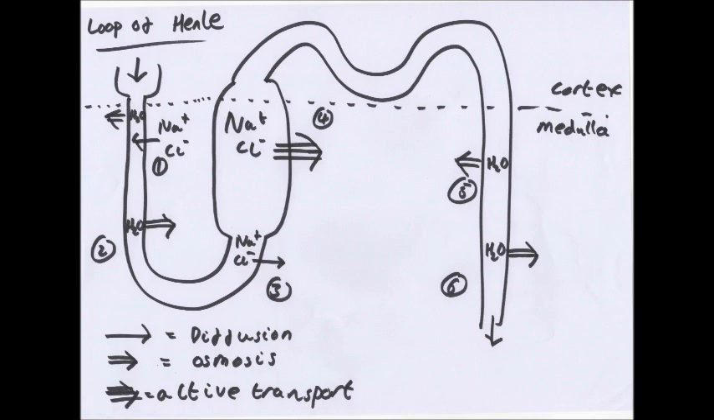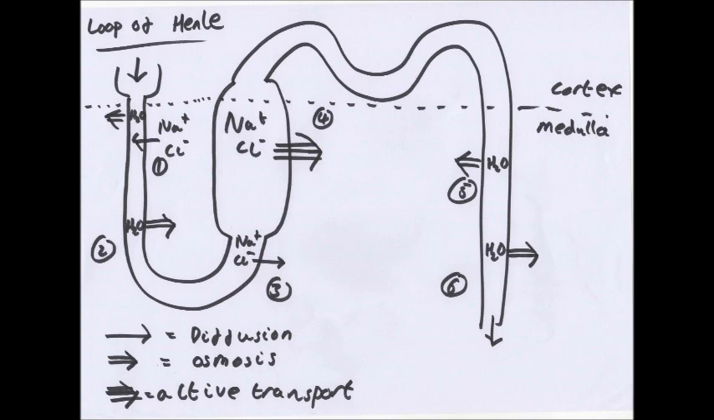So, the filtrate flows into the tubule. Now, sodium and chloride ions diffuse into the descending limb, and water diffuses out. At the bottom, this means there is a low water potential in the tubule at the bottom of the descending limb. As you get to the ascending limb, sodium and chloride ions diffuse out of the lower part of the ascending limb, and as you go up, they are actively transported out.